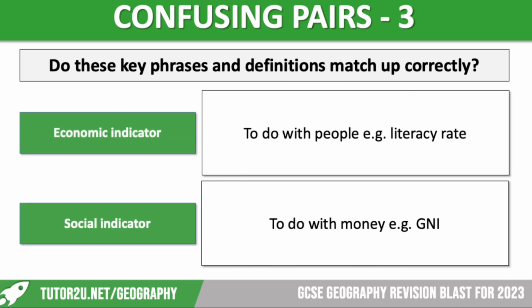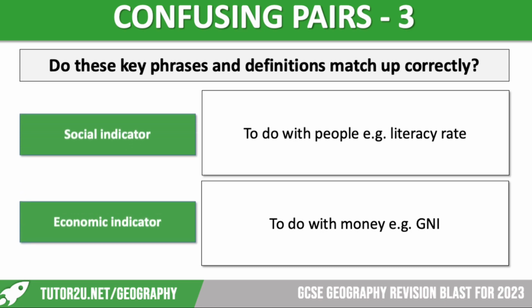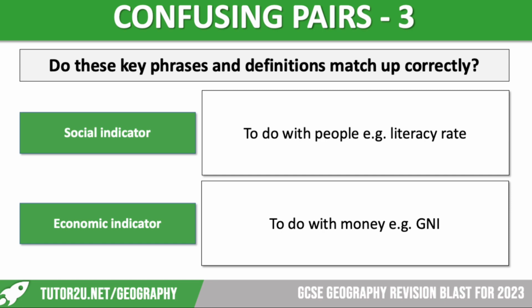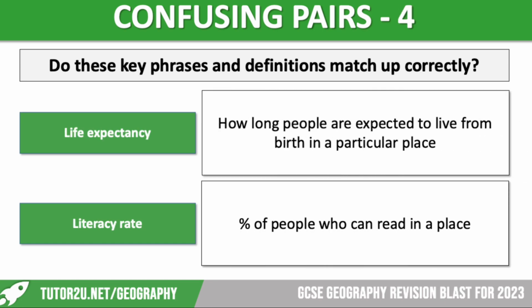Right, number 3. Do these key phrases and definitions match up correctly? Economic indicator: to do with people, e.g. literacy rate, or social indicator: to do with money, e.g. GNI. What do we think? Are they correct? Okay, let's match up. No, they were not. Right, number 4. Do the key phrases here match up?